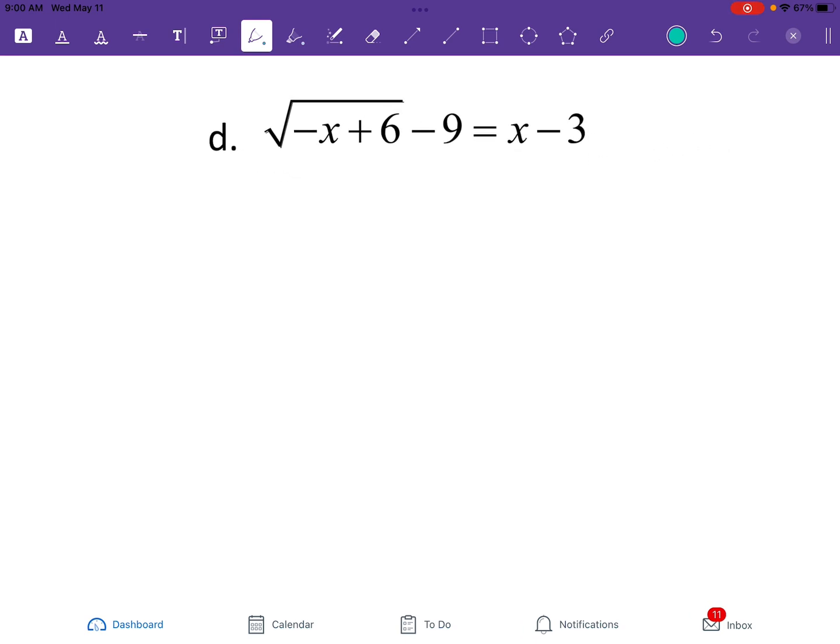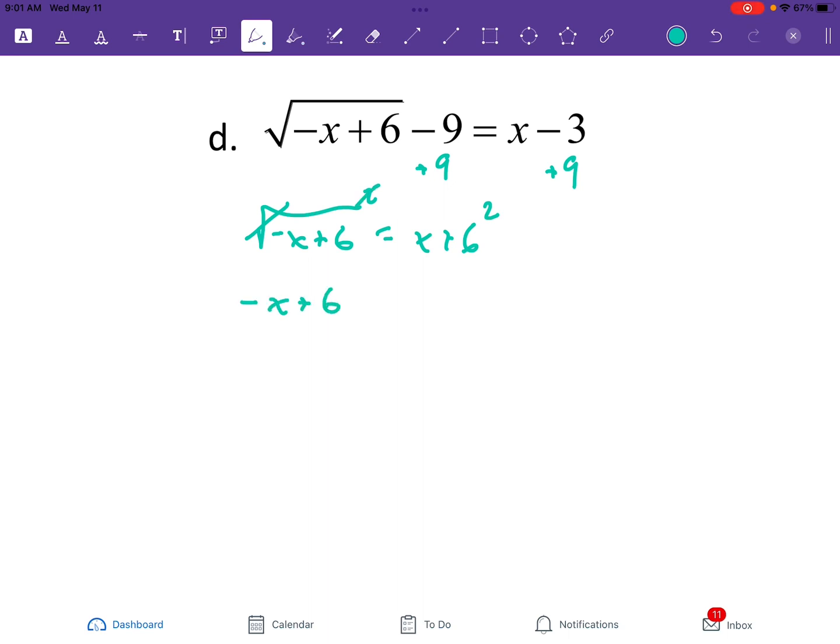All right, next. Same idea as the one before. We have to get the square root sign by itself by adding 9 to the right. So we have the square root of negative x plus 6 equals x plus 6. Now that this is done, I can square both sides of my equation to get rid of the square root sign. So I have negative x plus 6 on the right.